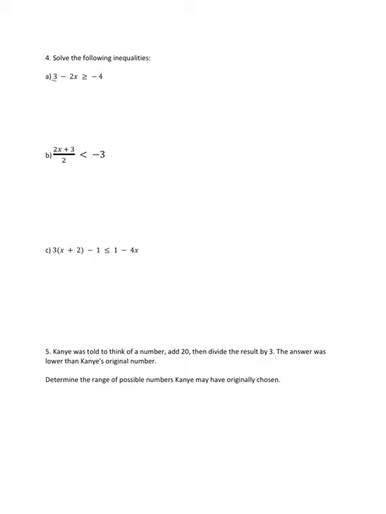So I want to get rid of the positive 3. So take 3 from both sides. Negative 4 take 3 is going to be negative 7. Get rid of the times by negative 2, so divide by negative 2. But because I'm dividing both sides by negative 2, I need to flip the sign. So x is going to be less than or equal to. It's not greater than or equal to anymore. Negative 7 on negative 2, which is positive 7 on 2, or 3.5.